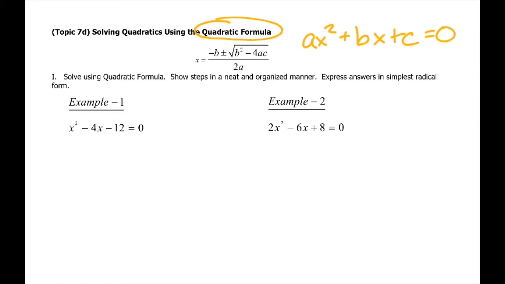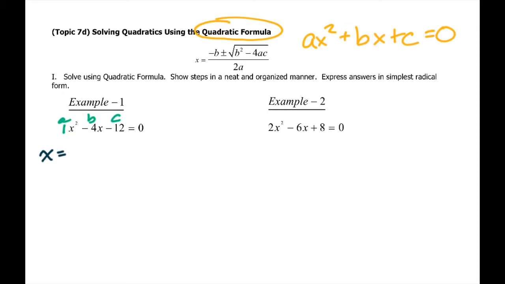And you can notice all of these letters from our standard form here are in the quadratic formula, a, b, and c. So the first thing we do, for example 1 here, is figure out what is a, b, and c. So they're just going to be the coefficients. We've got a is going to be that invisible 1, b is negative 4, and c is negative 12. So it's just the number part, just like when we used our calculator, how it's just the numbers in front of your variables. And now we're going to fill out the formula.